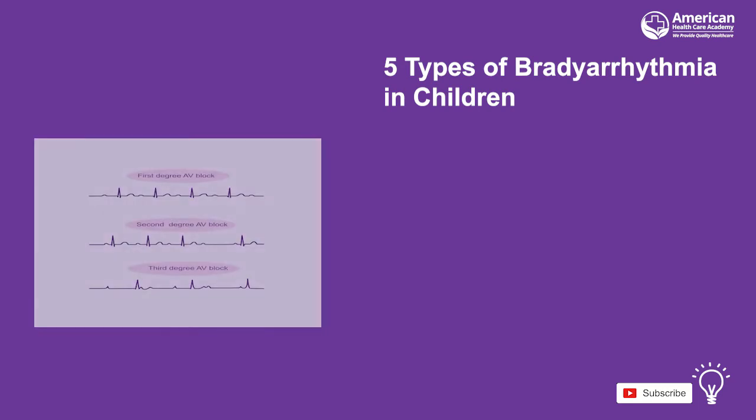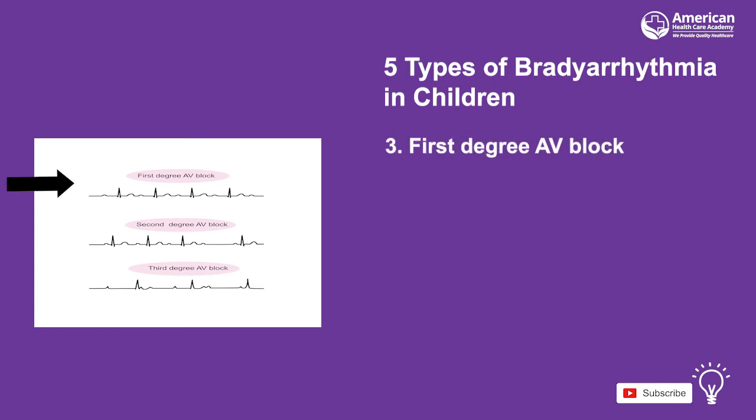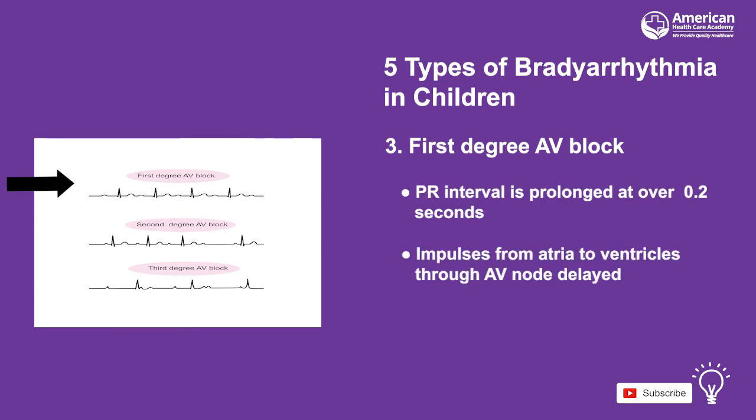The third type of bradycardia is first-degree AV block. This is where the PR interval is prolonged at more than 0.2 seconds, and impulses from atria to ventricles through the AV node are delayed. There are usually no symptoms associated with first-degree AV block that would signal an emergency situation.